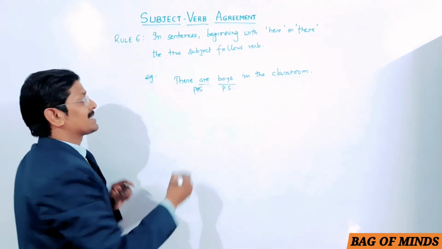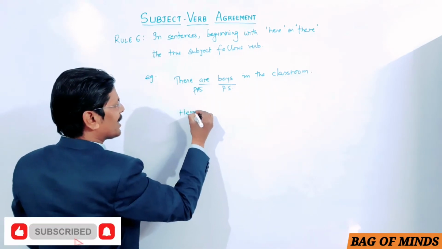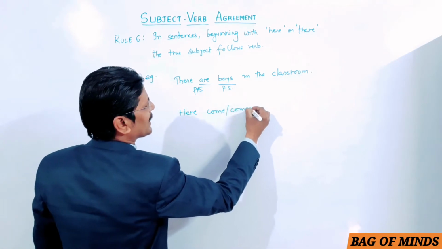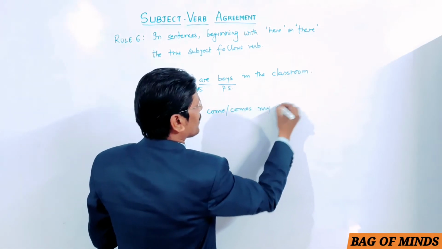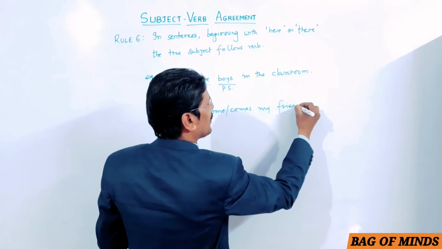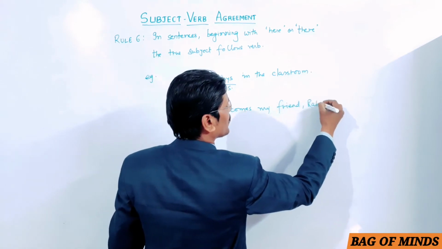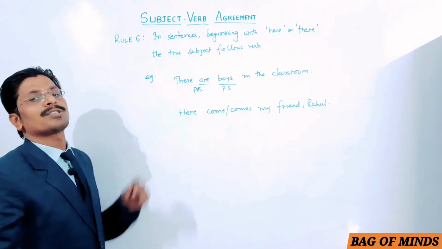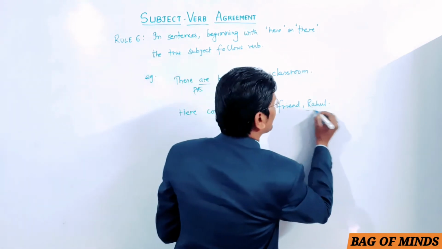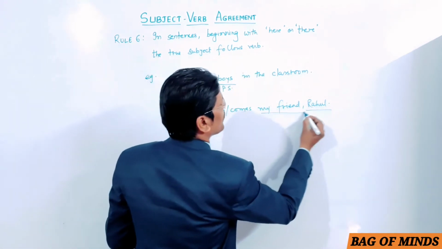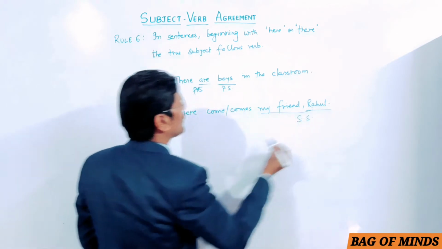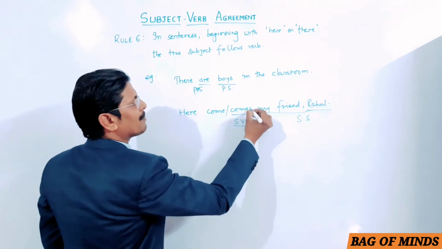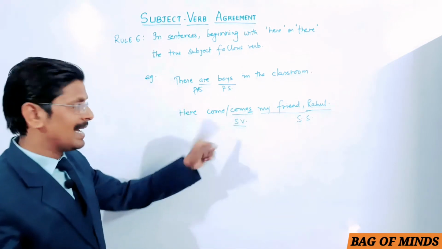Let's take another example with here. You tell me which will be the correct option. Here comes my friend Rahul. Now what have you noticed in this sentence? Which is the real subject? The real subject is Rahul, my friend Rahul. This is my singular subject, which is why I will use a singular verb. Singular verb means with S or ES in the end.